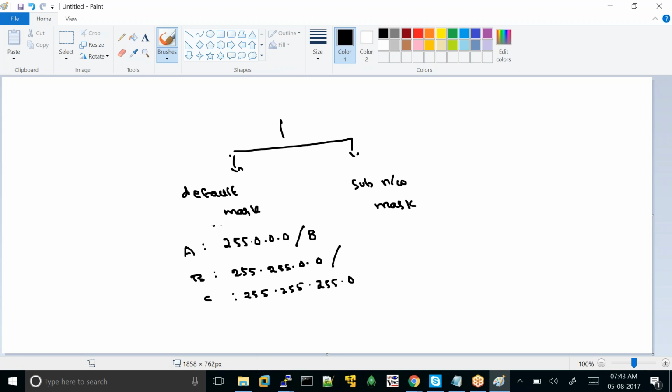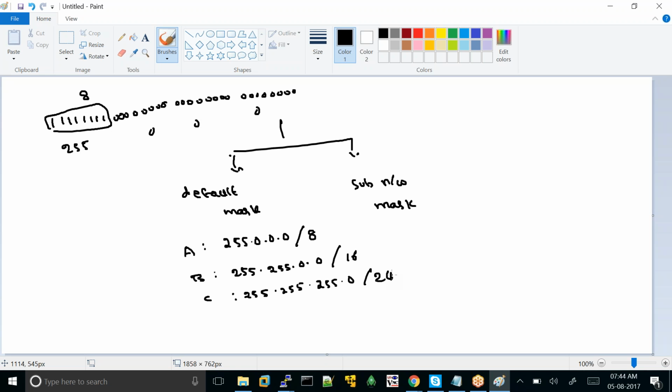Here it is the number of 1 bits. If it is 255, all the bits are 1 and the remaining are all 0. Each byte has 8 bits, 1 through 8. So this is your first octet. If the first octet is all ones and the rest are 0, the total number of ones is 8. For class B the total number of ones is 16, and for class C it is 24. This is the way you assign a mask. That is the default mask, which is fixed.